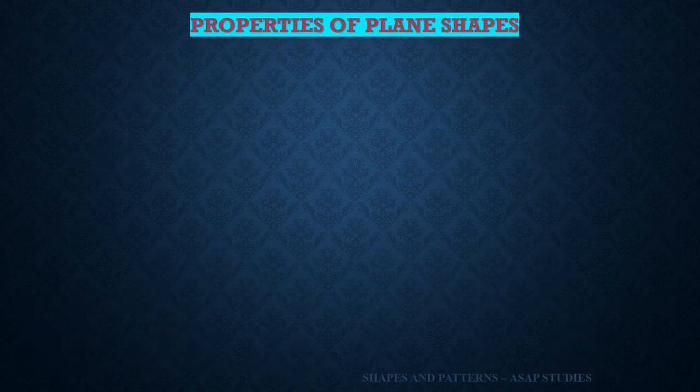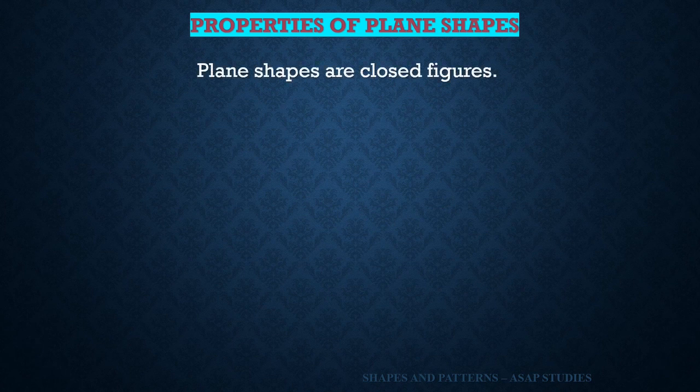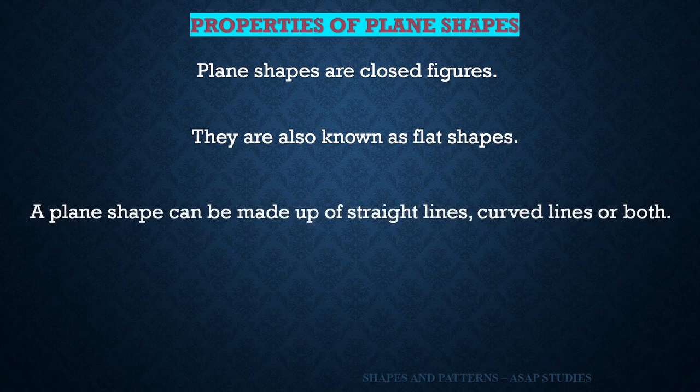Properties of plane shapes, that is, how are we going to identify which are plane shapes and which are solid shapes. Plane shapes are closed figures. They are also known as flat shapes. A plane shape can be made up of straight lines, curved lines, or both.